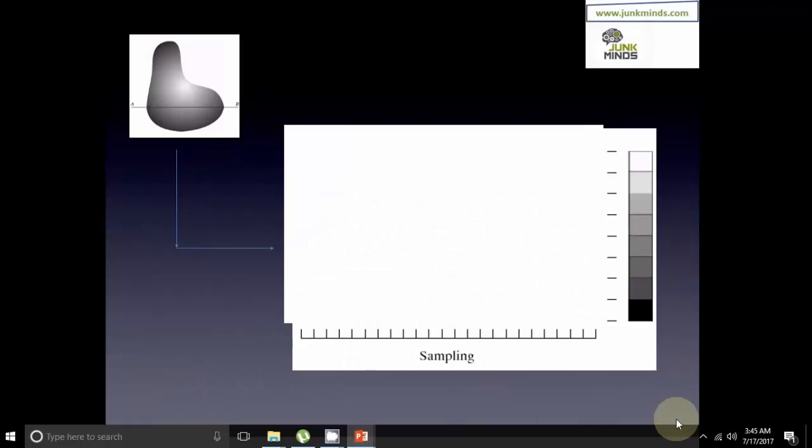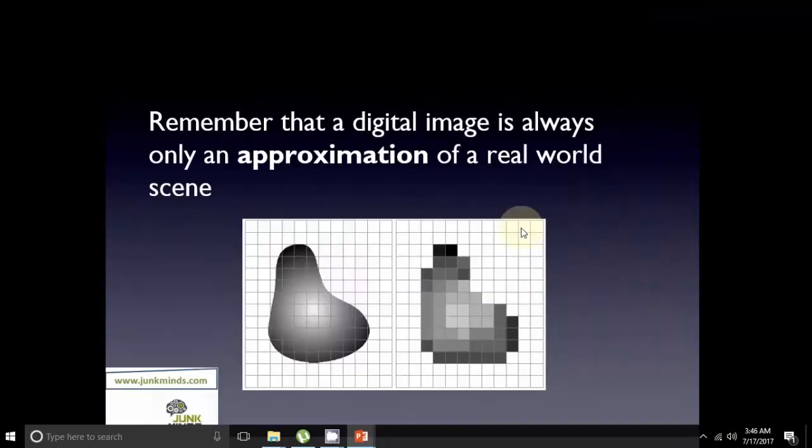This is where we have divided the sampling into different levels, ranging from the darkest color to the brightest one. So in all, we need to remember that a digital image is always only an approximation of the real world scene. As you can see, we have two different images here. The first one is the actual image of the object, and the second one is the digitized image of that particular real world scene.